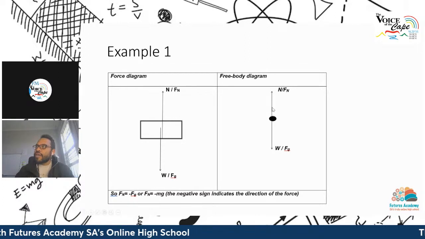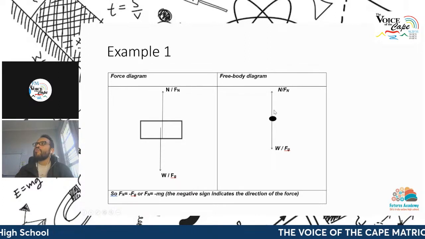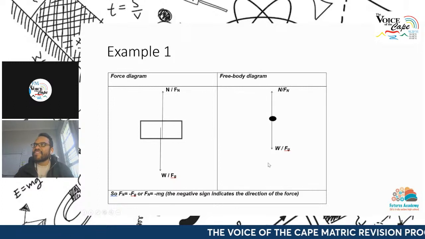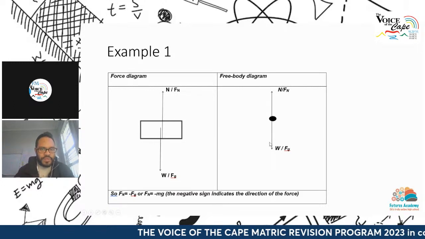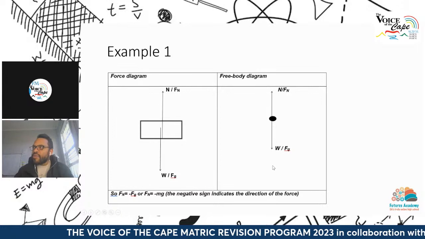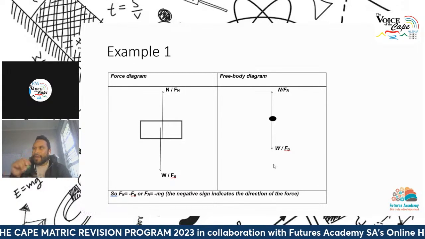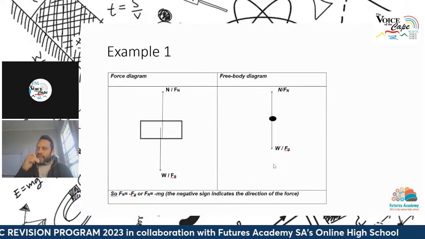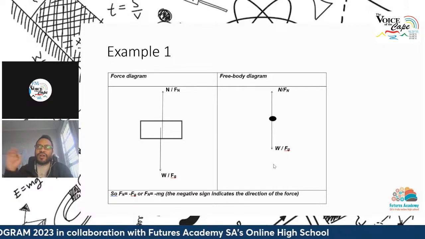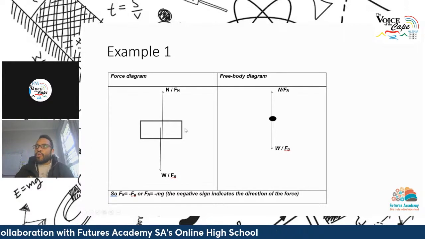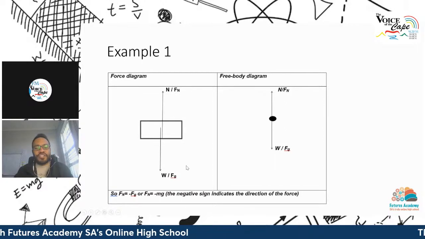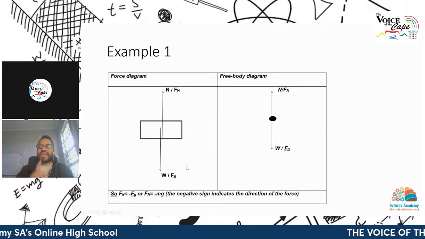So if I draw a longer arrow for the normal force, then it would mean that the normal force here is greater than the gravitational force. For example, if I draw a longer arrow with the gravitational force here, then it would mean that the gravitational force is greater in magnitude than the normal force. However, in the particular example we have on screen, the normal force and the gravitational force are equal in magnitude.